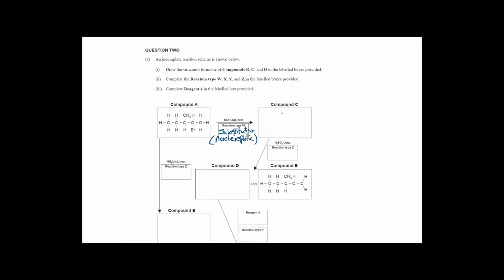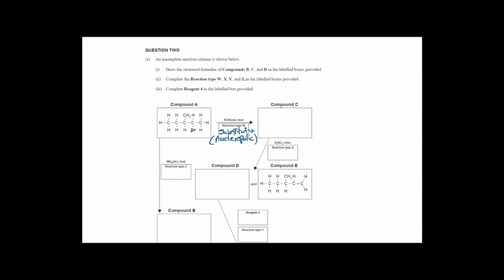The bromide's going to go. Where the bromide goes, what are we left with? Because something else has to happen here. So we're going to attach this to the alcoholic ammonia. What's going to happen with this potassium hydroxide?